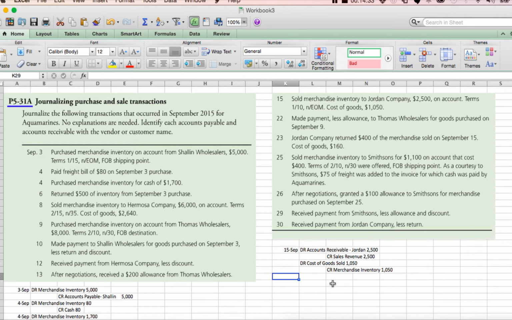September 22nd. Made payment less allowance to Thomas Wholesalers for goods purchased on September 9th.